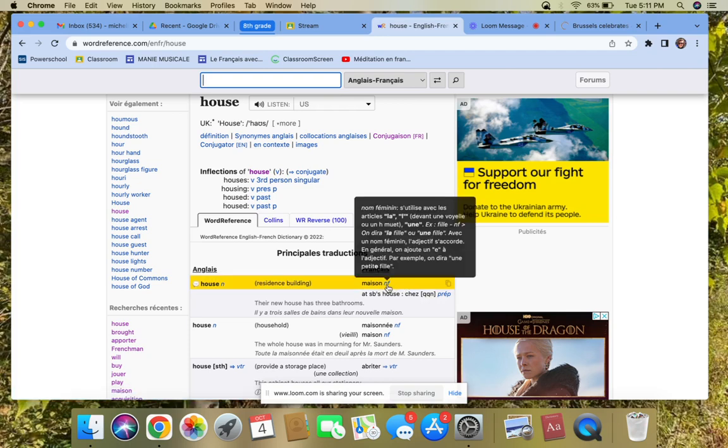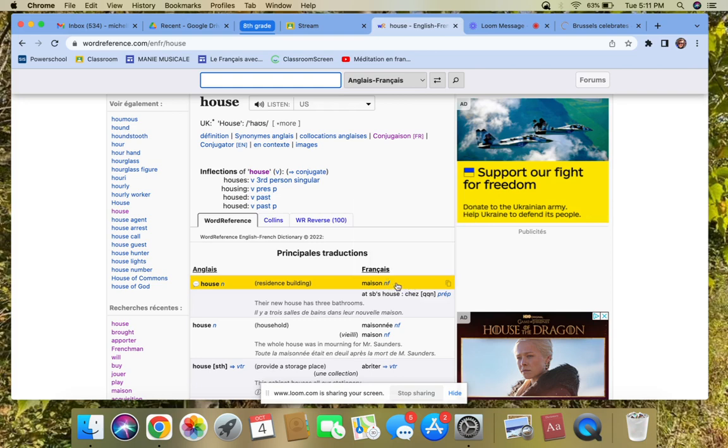The NF stands for noun feminine. So as you know, words in French are either masculine or feminine. So I know here that I'm going to say la maison or une maison because it's feminine. If it were masculine, I would say un or le. And so that's useful to know.